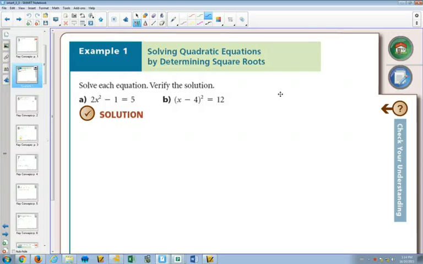Already, so far, we've learned two methods for solving quadratic equations.